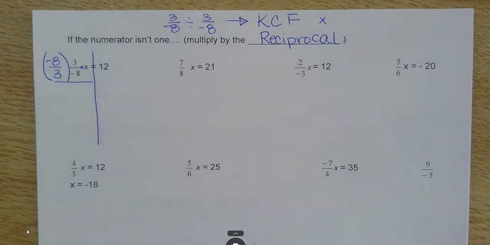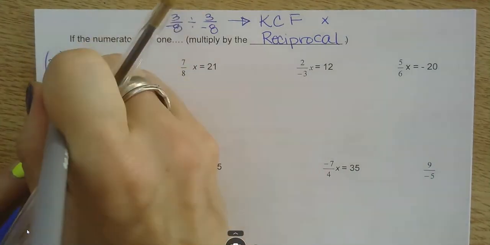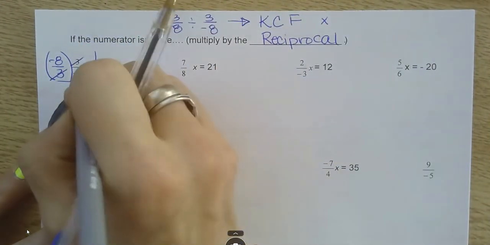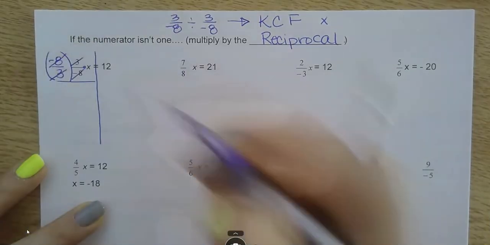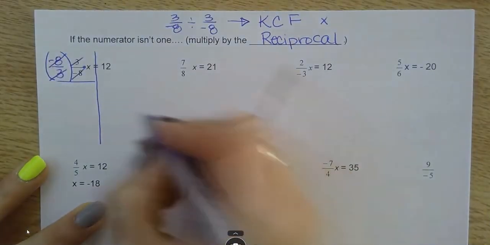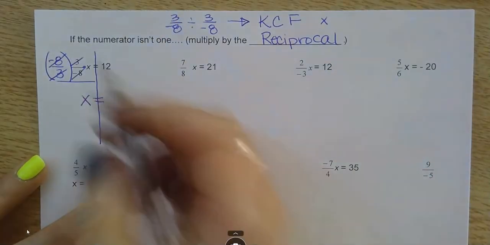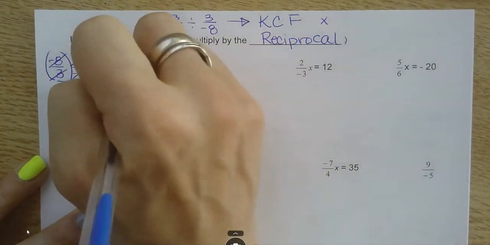And I'll show you when I do that, if I divide by 3 and multiply by 3, those cancel out. If I divide by negative 8 and multiply by negative 8, those cancel out. And I get the x by itself, which is exactly what I wanted. Whatever I do to one side, I have to do to the other side.